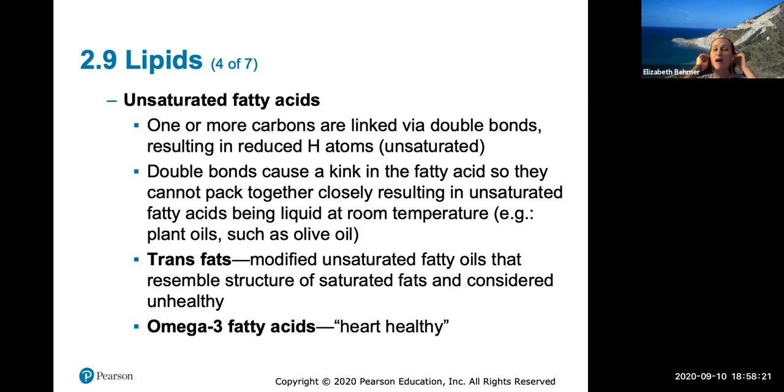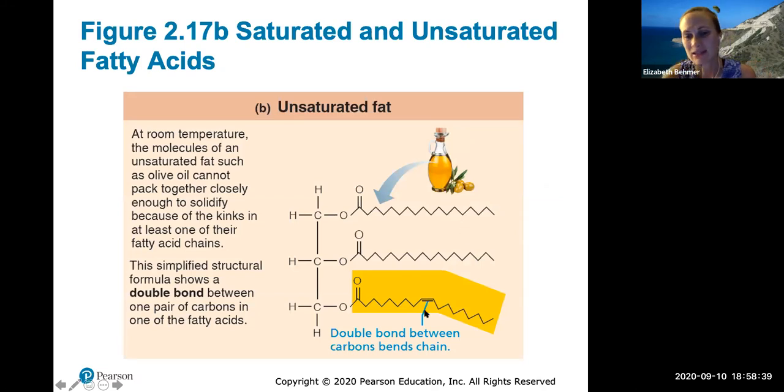Trans fat is what we call modified unsaturated fatty oils that resemble the structure of saturated fats, and they're considered unhealthy. If we say something's omega-3, we say that they're heart healthy fatty acids. So I'm going to show you what unsaturated fat looks like. See this double bond right here and see how it causes the whole fatty acid tail to kink down. All of a sudden these fatty acid tails aren't completely linear and they can't all stack parallel nicely on top of each other. So these kinks mean that they'll be liquid at room temperature, and that'll be easier for your body to digest as well. So olive oil is like that.